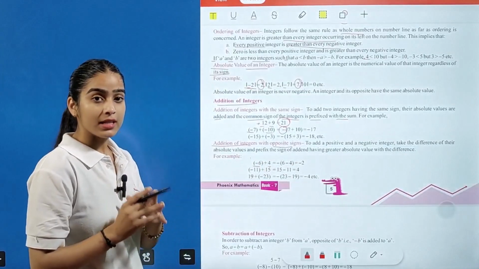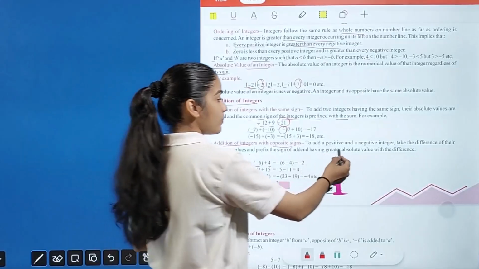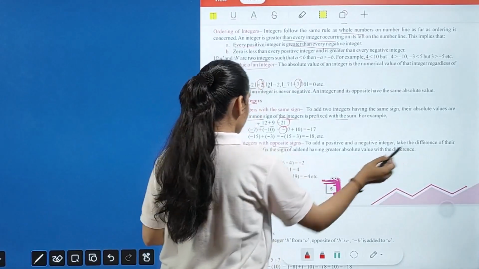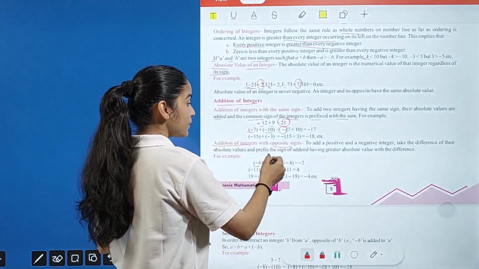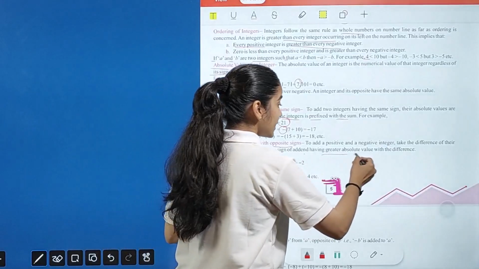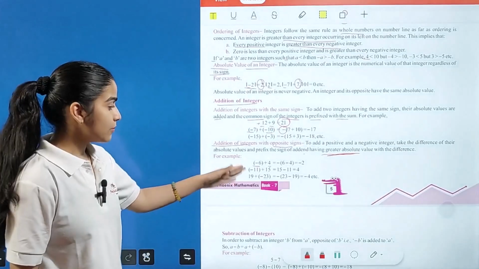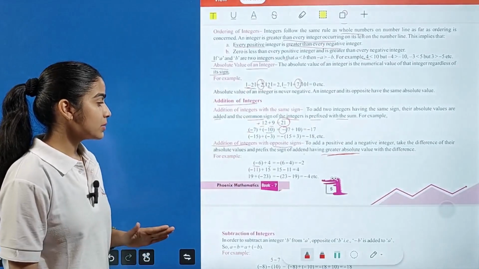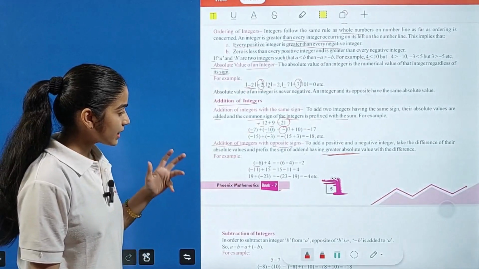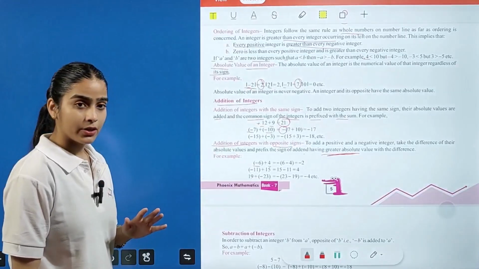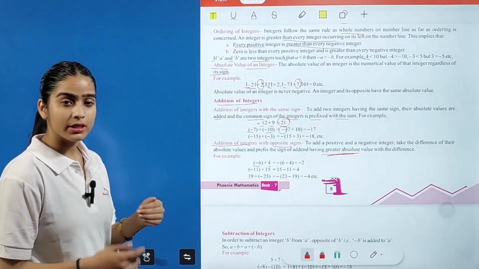Next, which sign do we have to use? To add a positive and negative integer, take the difference of their absolute values and prefix the sign of the addend having greater absolute value. For example, you have the question minus 6 and plus 4. So what do you say? Ma'am, 4 is the greater value in this question because it is positive.